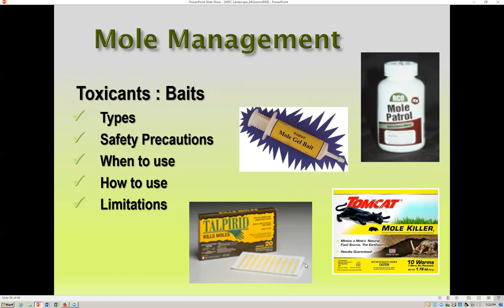Now, do not cut these. The poison's only in the citella. That's the reproductive part of the fake worm, and that's where the mole's going to bite it. The mole's going to feel that it's a worm and bite into that area. That's the only area that has the poison. This is for the professional, Talpirid. The exact same formula is sold for homeowners as Tomcat Mole Killer by the same company. So these two products, the professional one and the homeowner one, are identical.